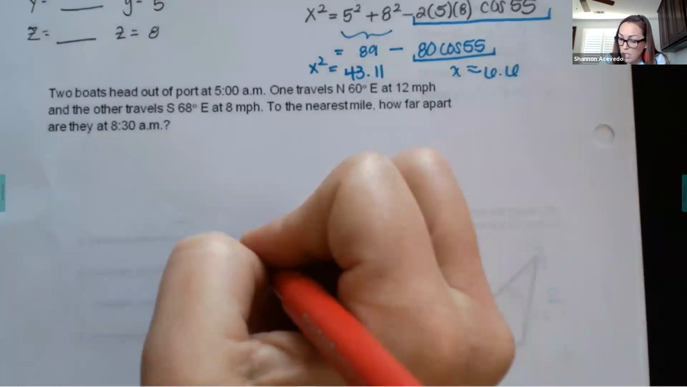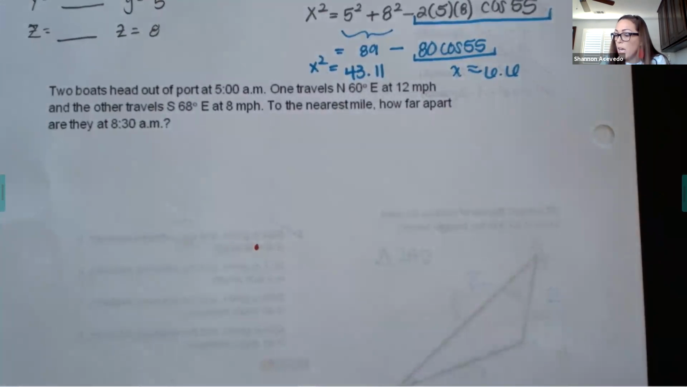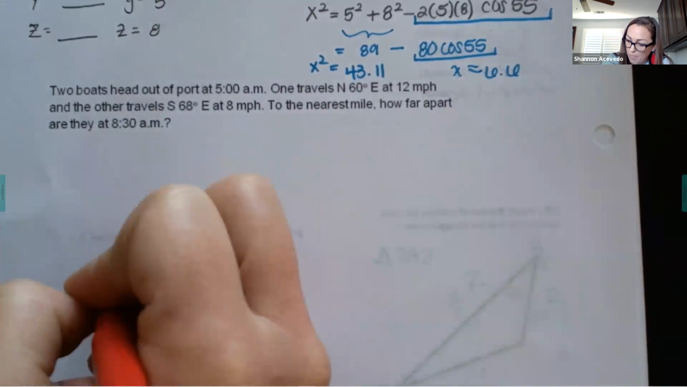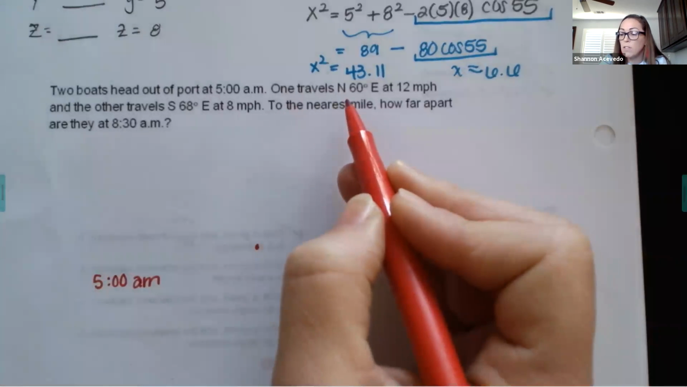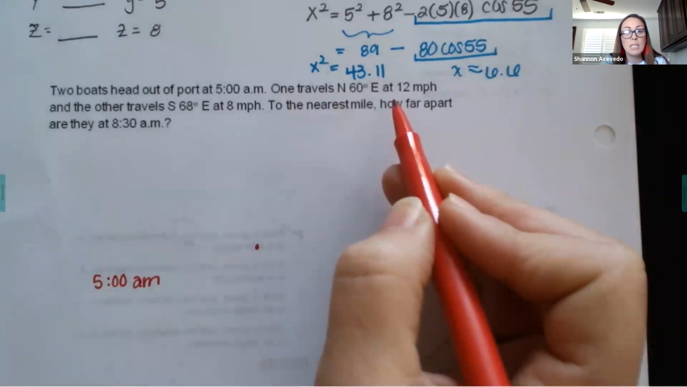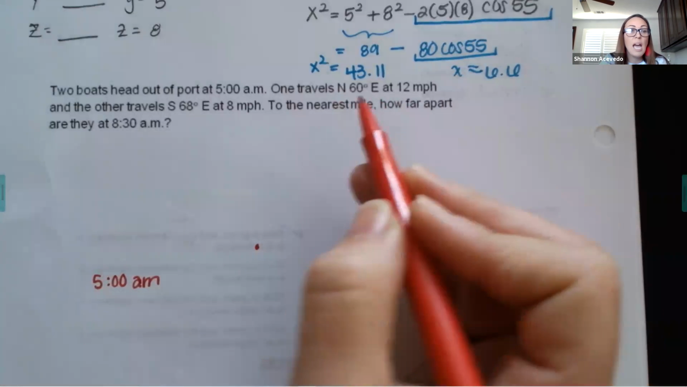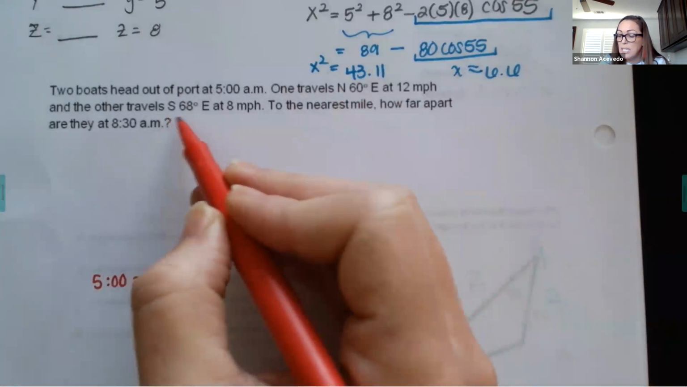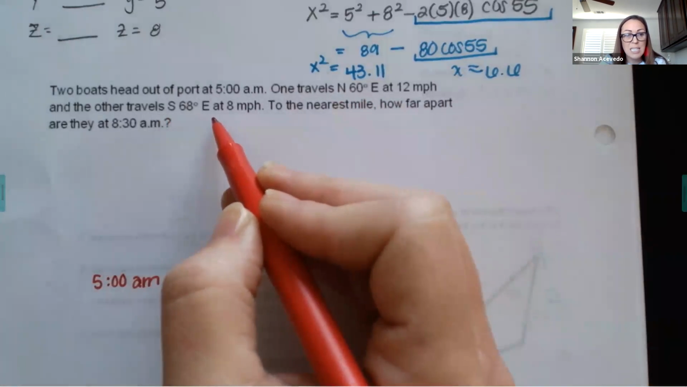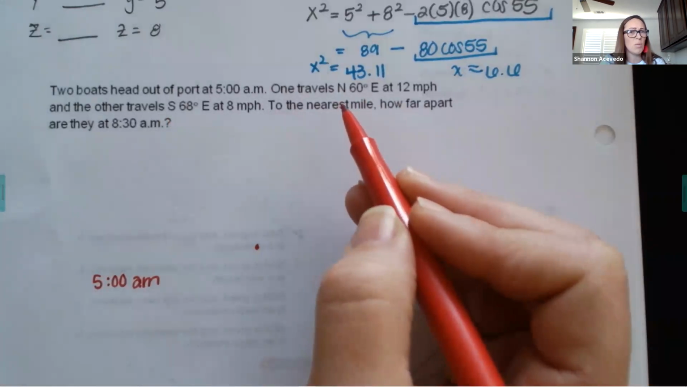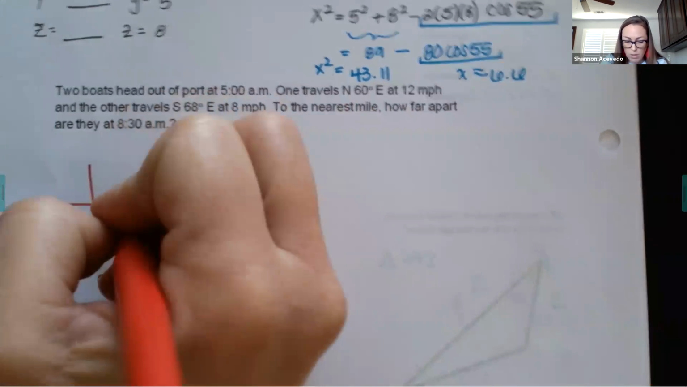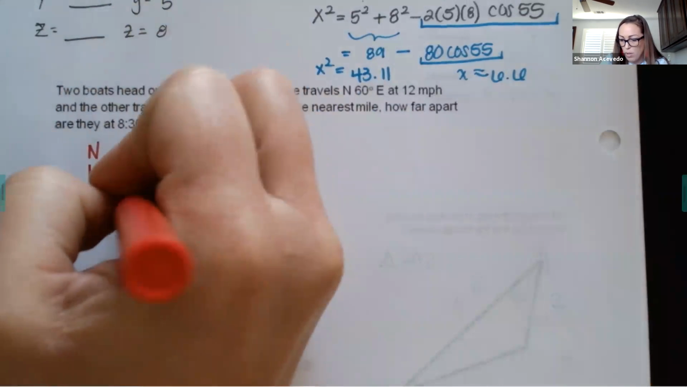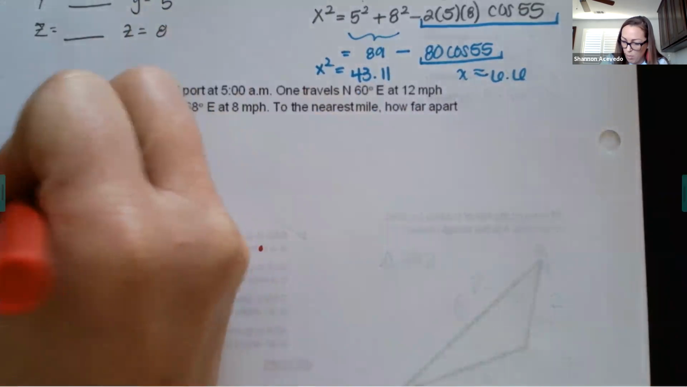So I have 2 boats. Here they are. This is my port. And they're going to leave at 5 a.m. It says one travels north 60 degrees east at 12 miles per hour, and the other travels south 68 degrees east at 8 miles per hour. And some of you are like, oh, I don't know, what does that mean? So obviously we have our directionals. Let me just remind you, north, east, south, west.